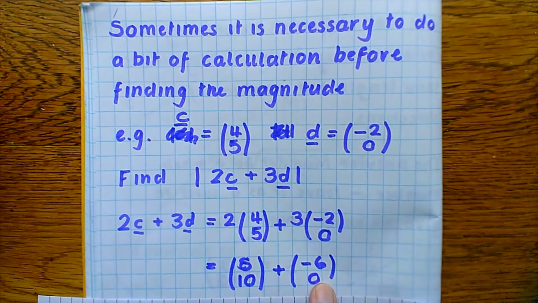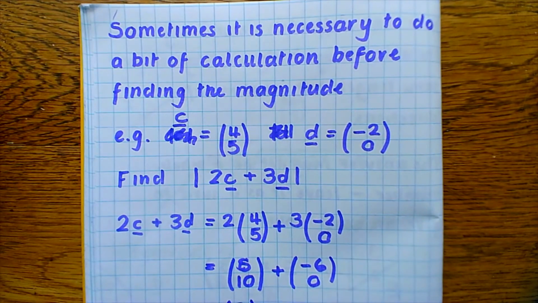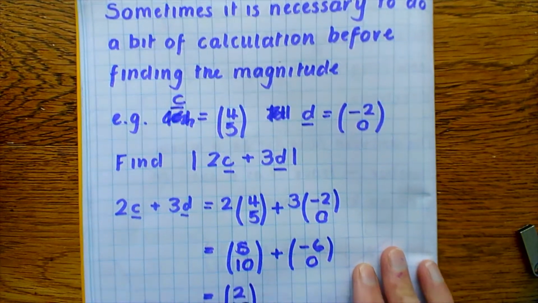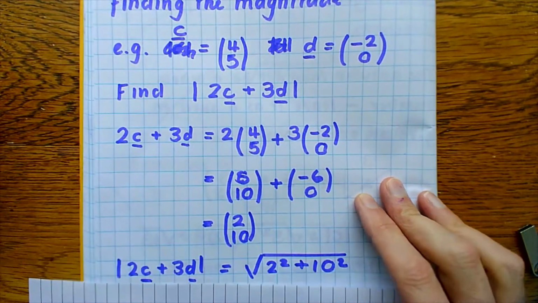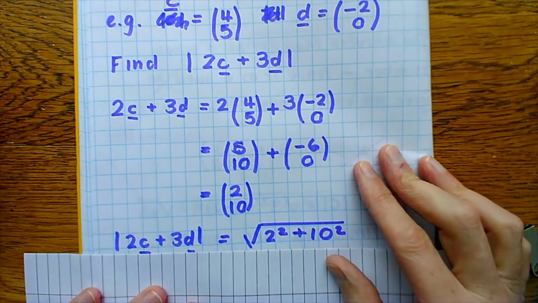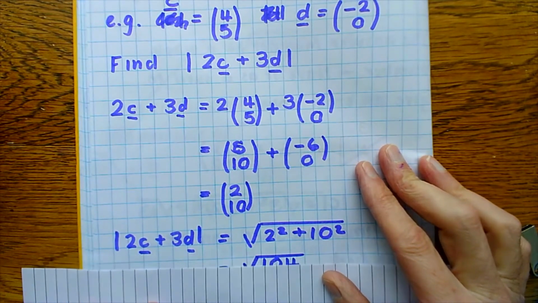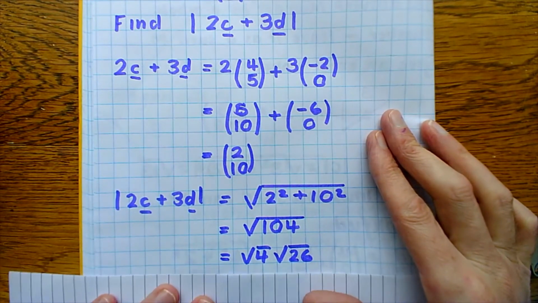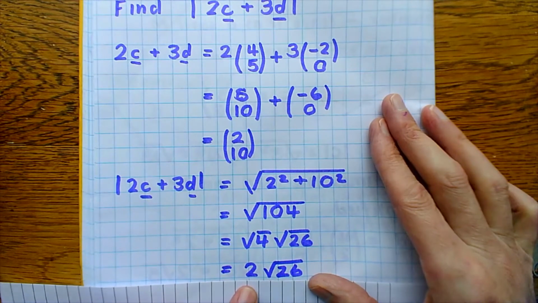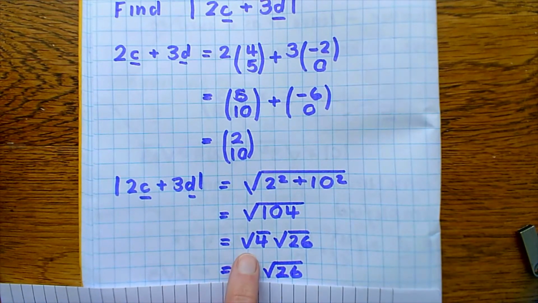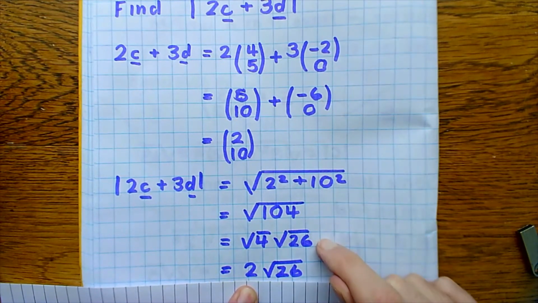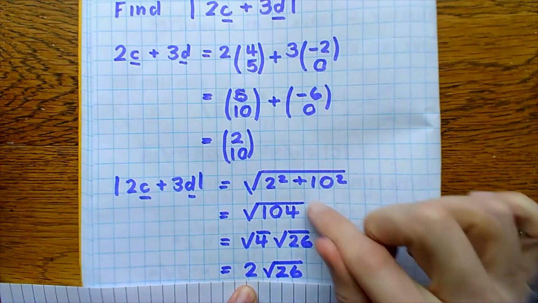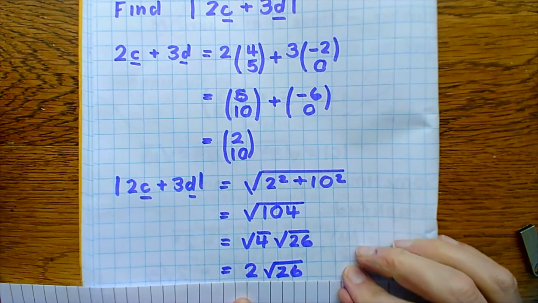So we've doubled one, multiplied the other by 3, tripled it, added them together. So we now know that 2C plus 3D is (2, 10). So we need to do the magnitude of that. So it's the magnitude of 2 squared plus 10 squared, which is 104, which my calculator tells me is 2 root 26. And 4 goes into that, and 26 can't be dealt with any further. But as I say, at the moment, let's just let the calculator deal with that.